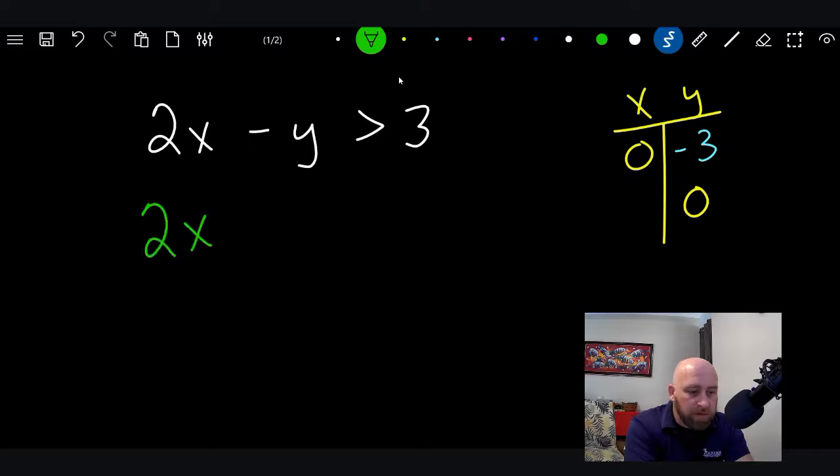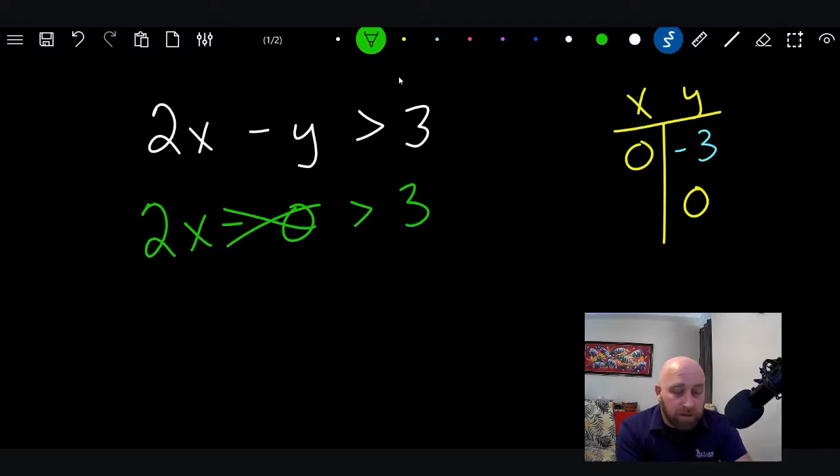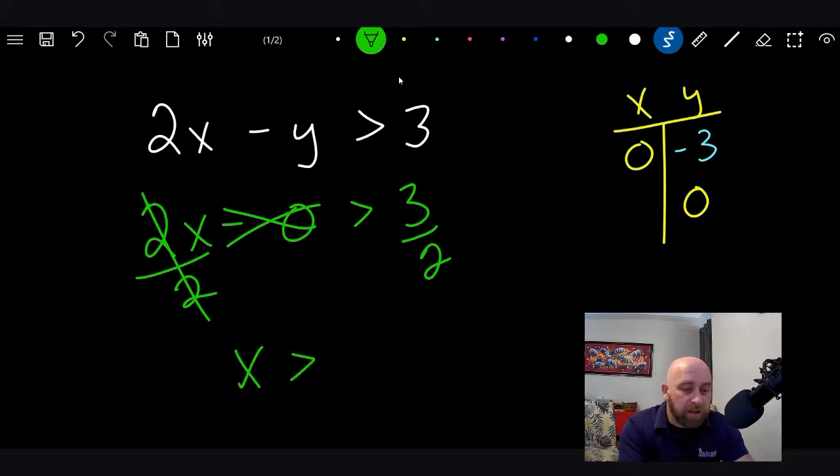So 2x minus 0 greater than 3. Well, that just kind of cancels. Minus 0 doesn't mean anything. It's the same thing as plus 0. You're not really adding anything, you're not subtracting anything. So we're going to divide both sides by 2, and we're going to get x is greater than 3 over 2.